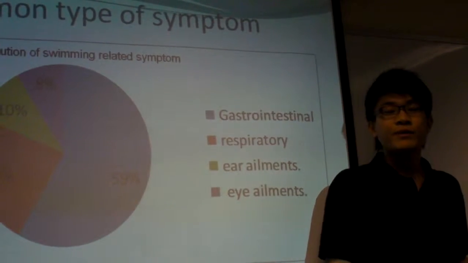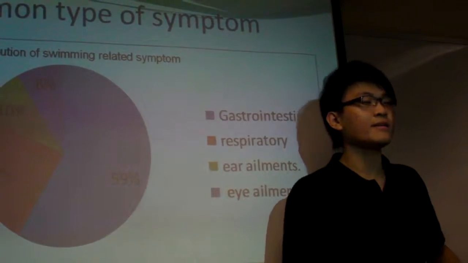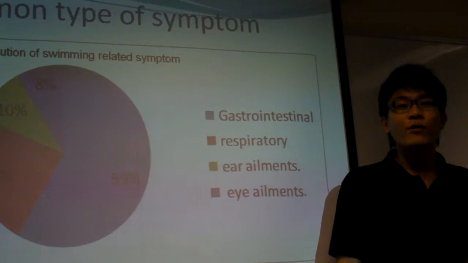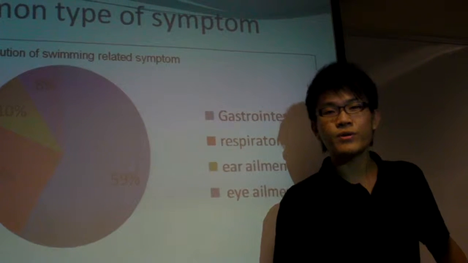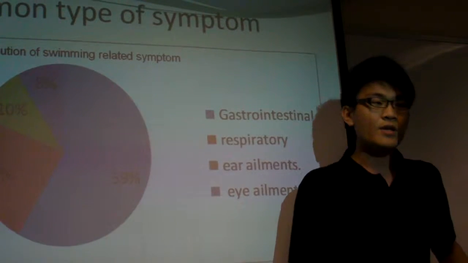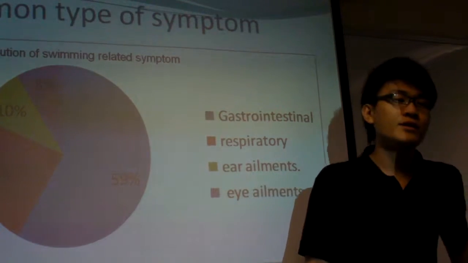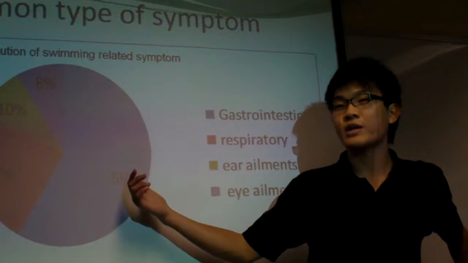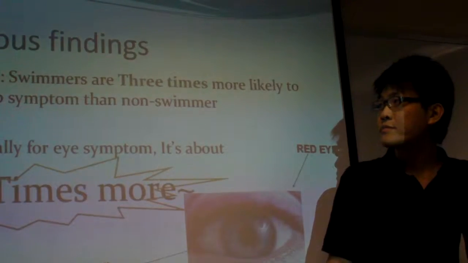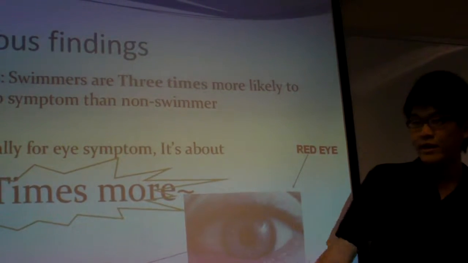You may also be interested in the common types of symptoms that people or scientists relate to swimming in the beaches. There are 4 major types: gastrointestinal symptoms, respiratory symptoms, eye ailments, and also ear ailments. Among these 4, gastrointestinal symptoms are the most common, which include symptoms like vomiting and diarrhea.